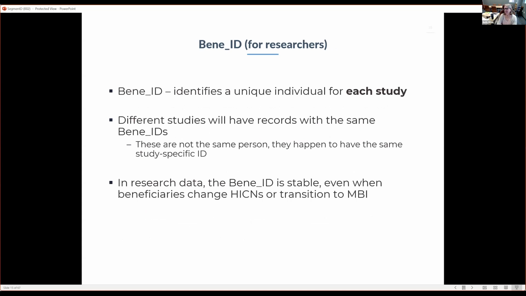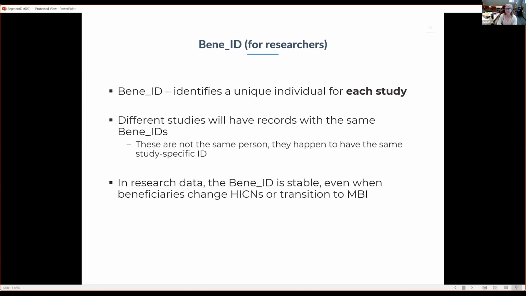What we use and what we get is what's called a Beni ID. The Beni ID is a unique identifier for each study. For each study, they will uniquely encrypt the study with what's called a beneficiary ID. So if I have a study with 10,000 records, I will get beneficiary IDs. If Steph has a different study that has 20,000 records, she will get a different list of Beni IDs.